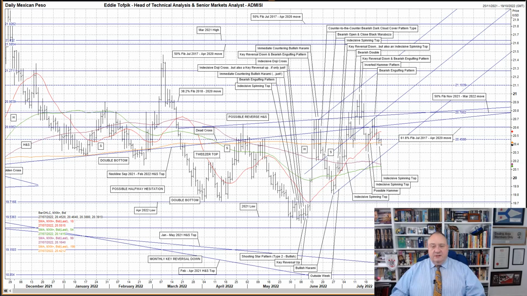We also have overhead the combination of the neckline of September 21 to February 22 head and shoulders top, currently at 20.6183, and the interesting 61.8 Fibonacci line of the July 2017 to April 2020 move at 20.6062. Beyond that, we have the neckline, currently at 20.7434, of the mid-March to early July reverse head and shoulders pattern, as well as the 50% Fibonacci line in November 21 to March 22 move at 20.7802.